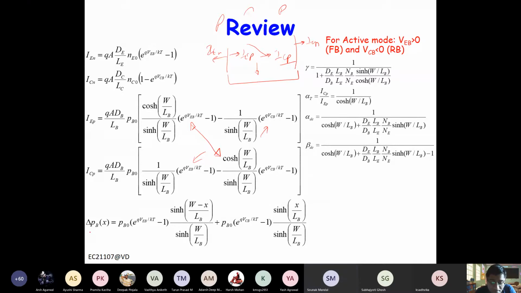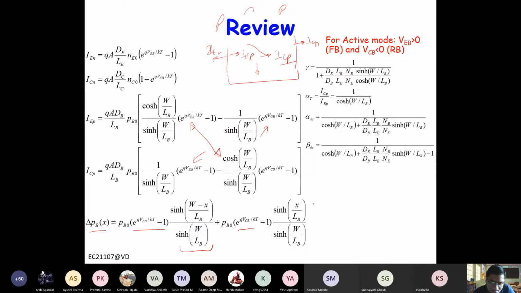Then the expression for excess minority carriers in the base is also given by exponential qVEB by kT times sinh of (W minus x) by LB over sinh of W by LB, and corresponding to exponential qVCB by kT, sinh of x by LB over sinh of W by LB.